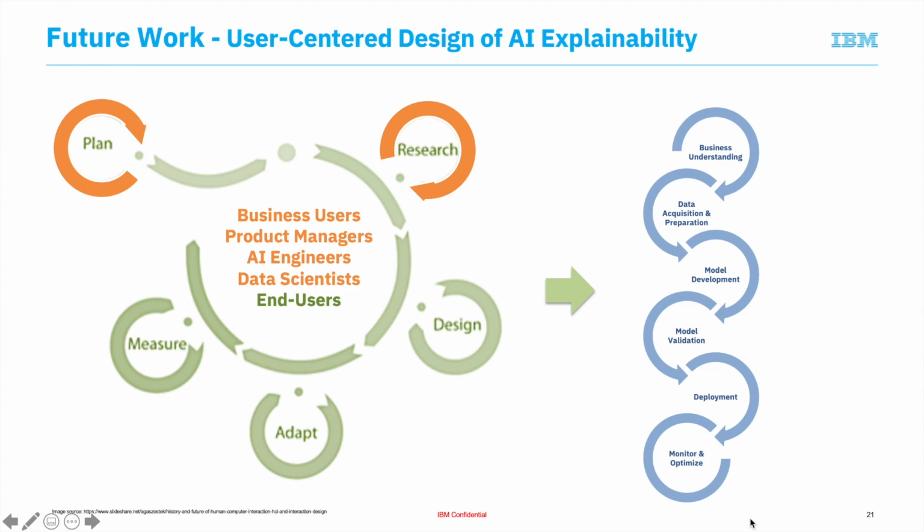In future work, at a high level, from a human-computer interaction perspective, we should emphasize this user-centered design of AI explainability. So far in this work, we conducted qualitative studies about user needs, and we studied different kinds of users, including business users, product managers, AI engineers, and data scientists. Next, we want to bring end users into this picture, and more importantly, I want to emphasize this measure part.